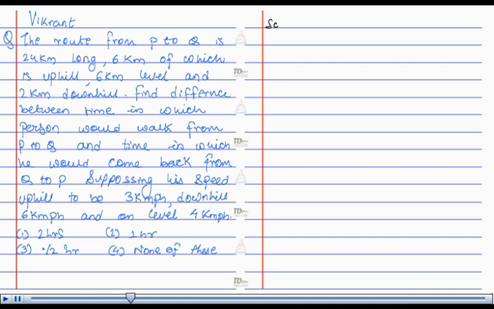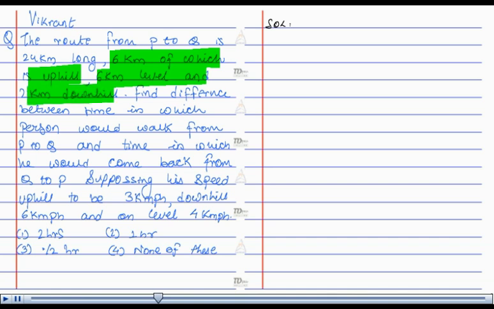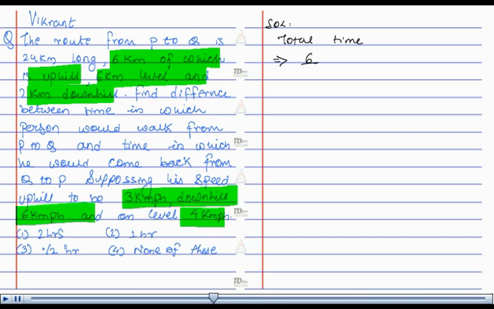The solution is, from P to Q, the respective stretches are 6 km uphill, 6 km level and 12 km downhill. So we can say that total time will be distance upon speed. In case of uphill it is 6 and the respective speeds are 3, 6 and 4. So it will be 6 upon 3 plus 6 upon 4 plus 12 upon 6. So it will turn out to be 5.5 hours.